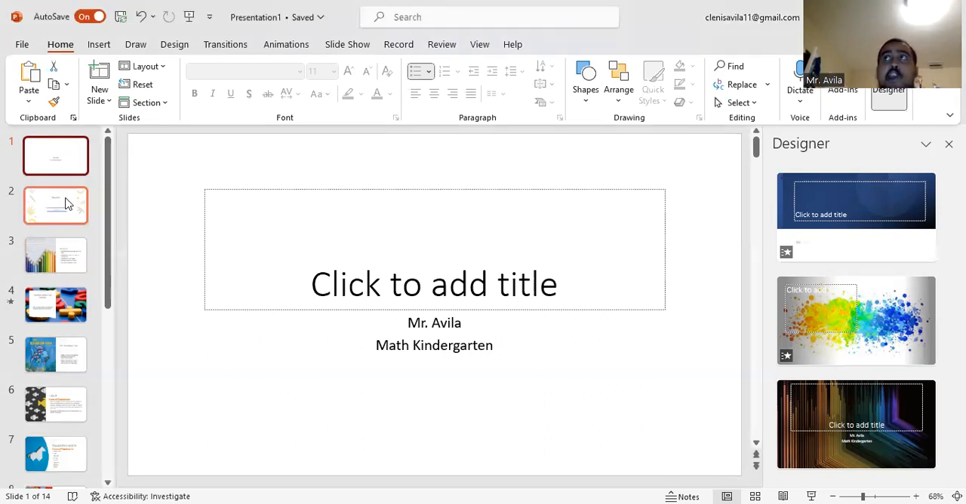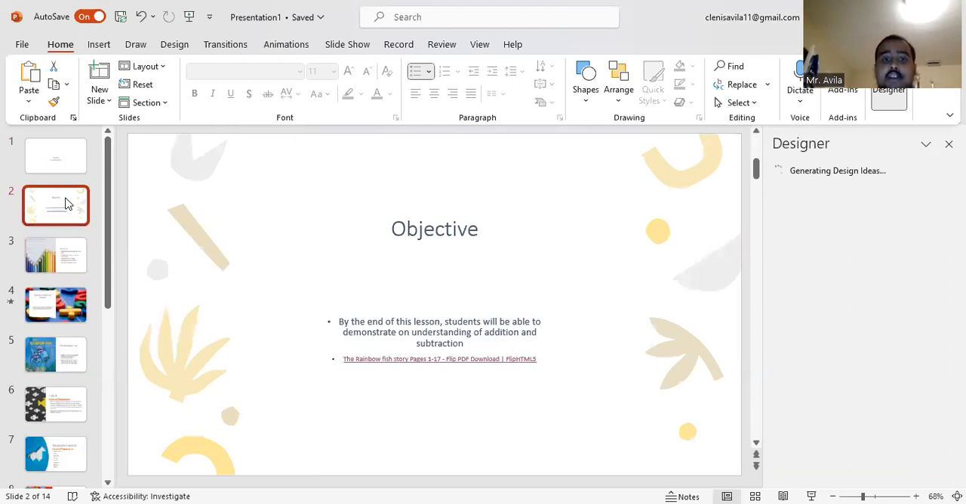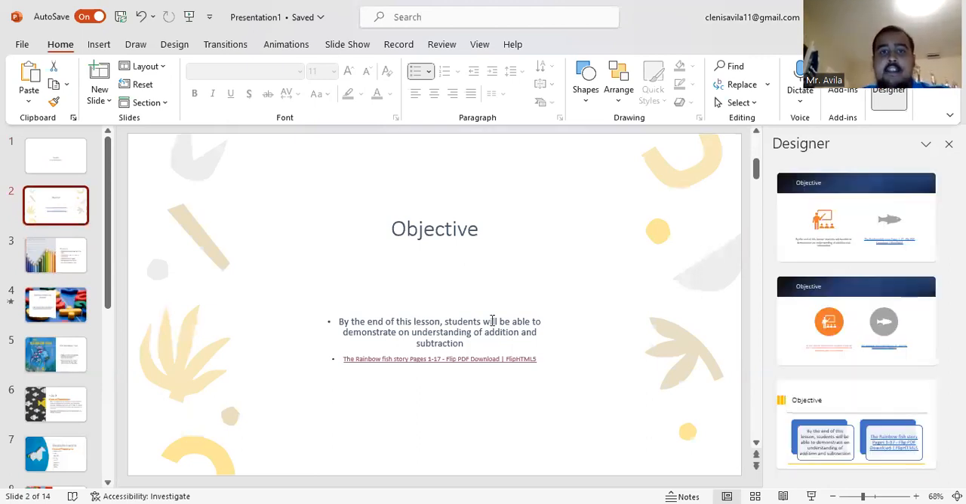Today we're going to learn mathematics, addition and subtraction. I'm going to have this objective by the end of this lesson: students will be able to demonstrate understanding of addition and subtraction.